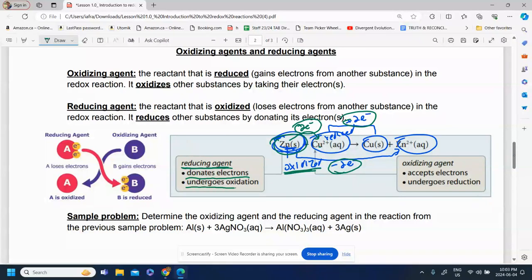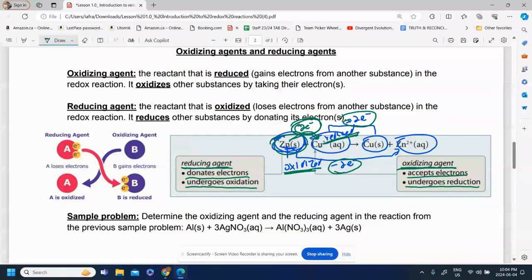It is the one that was oxidized. Whereas the one that was reduced, copper, became reduced by taking electrons from zinc. So copper was reduced, so it is the oxidizing agent. The way it becomes reduced is by oxidizing something. It needs to take electrons away from something in order to get reduced. So the oxidizing agent is the one that accepts electrons, and so that's the one that was reduced in the end.